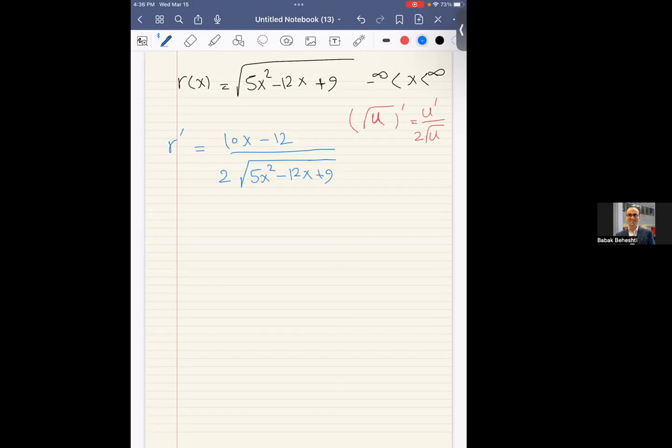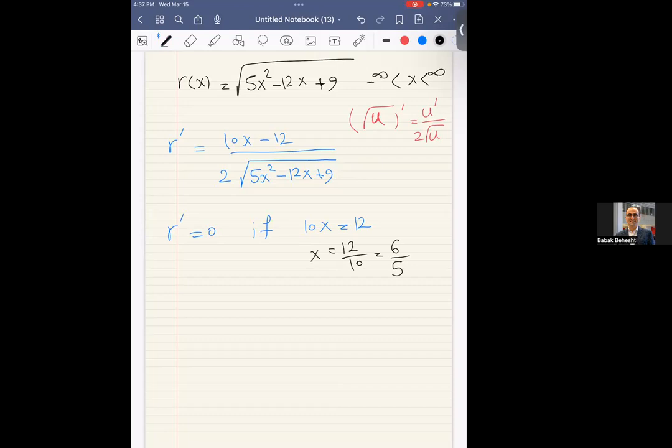So that is r prime. So I have to find the critical points. The critical points are those points at which either r prime is 0 or r prime doesn't exist. So r prime equal to 0 means that is x is 12 over 10, which is 6 over 5. Right?